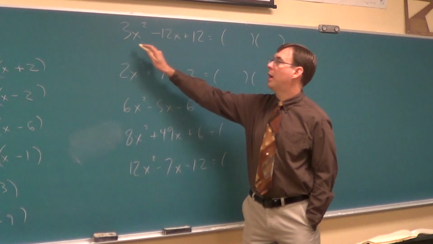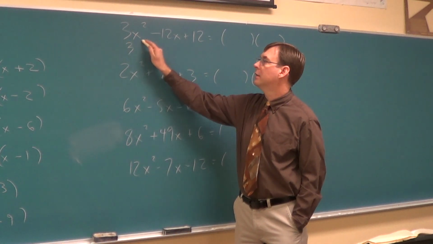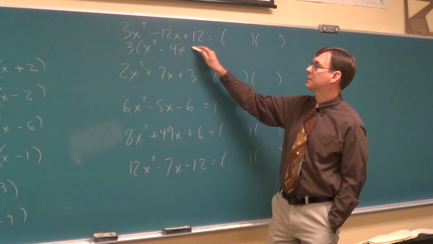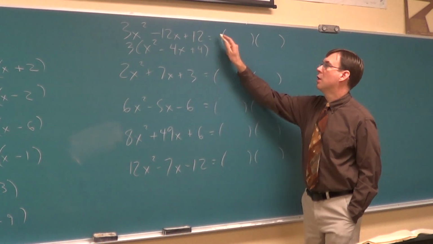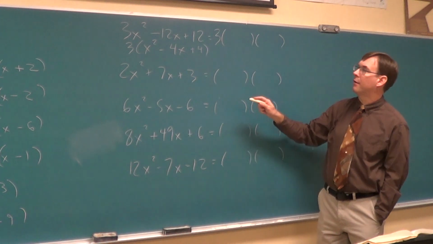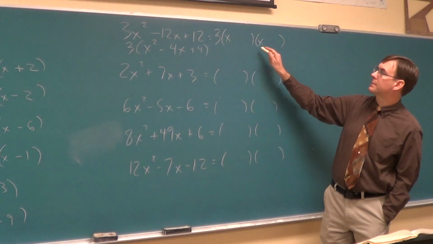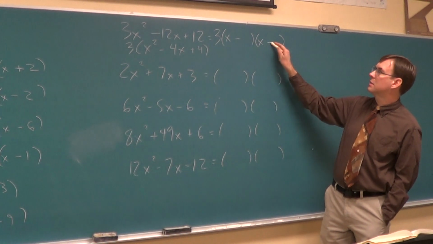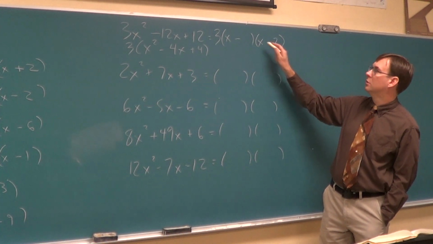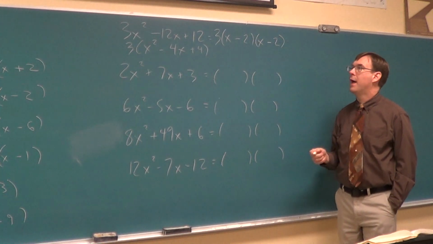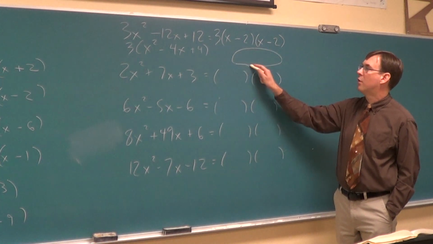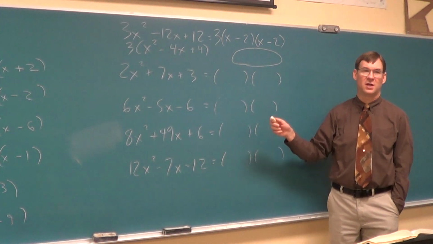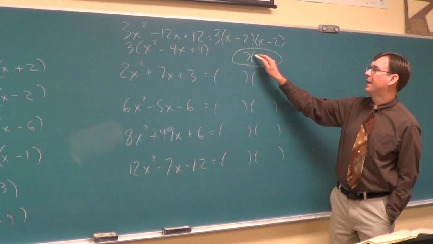Top one. Top one, you can take out 3 to go x squared minus 4x plus 4. So the answer would have a 3 still hanging around. x, x. Signs? Both minus. Numbers? 2 and 2. And in an annoying moment to your life on a quiz, I would take off half a point for that. You'd be like, oh, come on, was that really necessary? 3 and then x minus 2 squared.